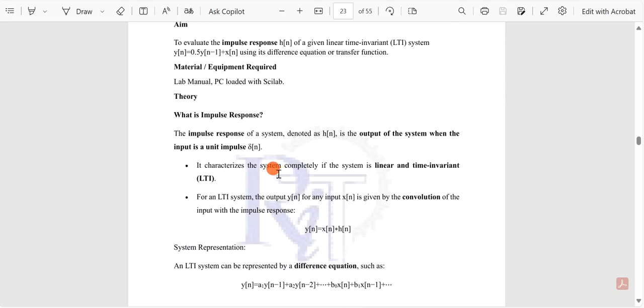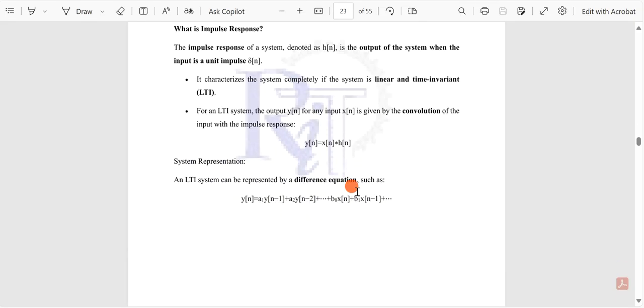For that, first we need to understand what is impulse response. The impulse response of a system is the output of the system when the input is a unit impulse. That is, at one point it will be unit and for all other values it will be zero. So it characterizes the system completely if the system is linear and time invariant.